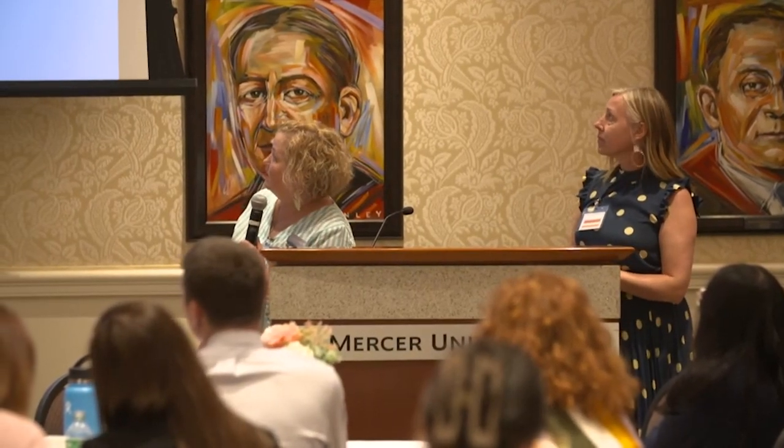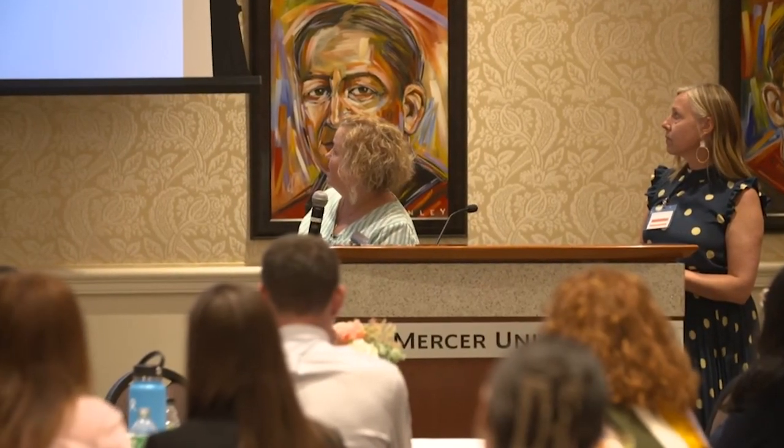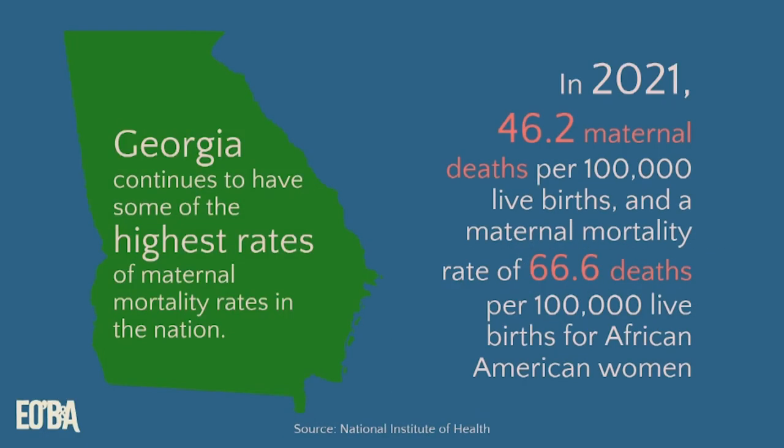I do think it's also valuable to note that women over 40 are 7 times greater than women under 25 years old for maternal mortality. And then this is here in Georgia. So 46.2 maternal deaths per 1,000 live births and a rate of 66.0 deaths per 1,000 live births for African American women. So again, this is staggering. Criminal.